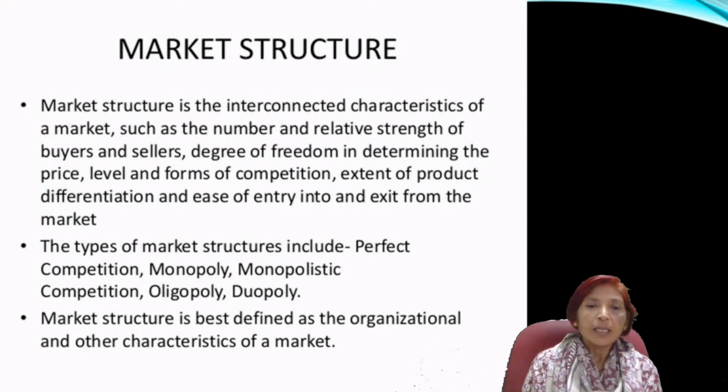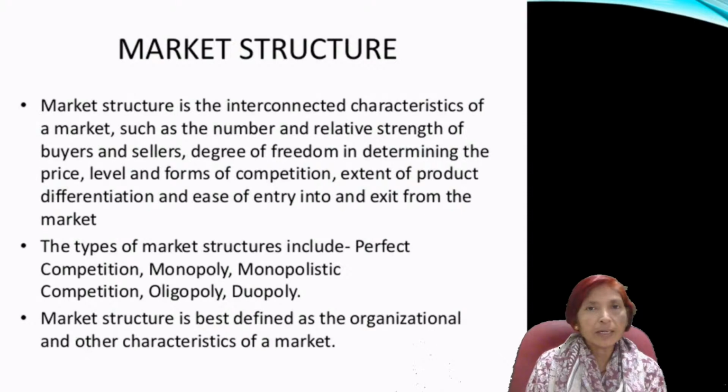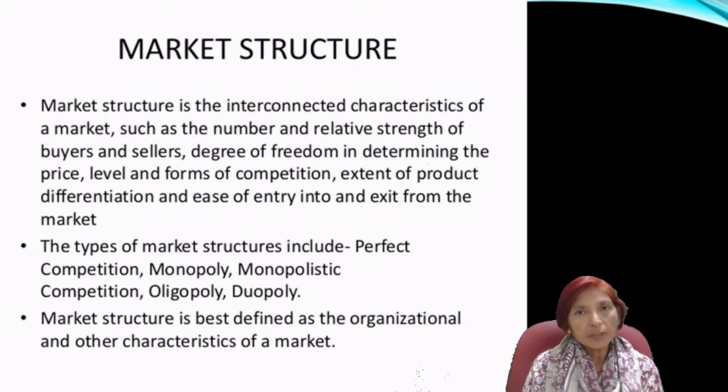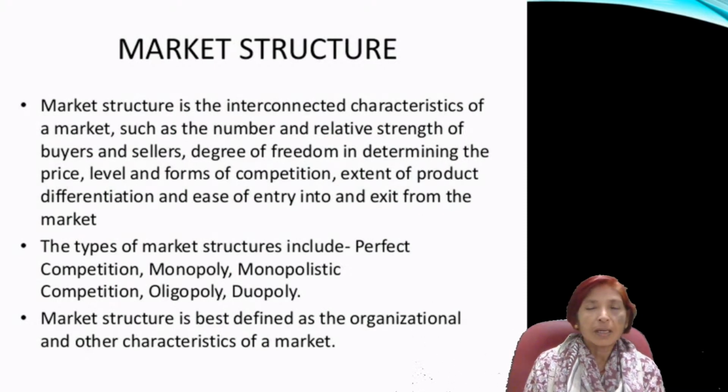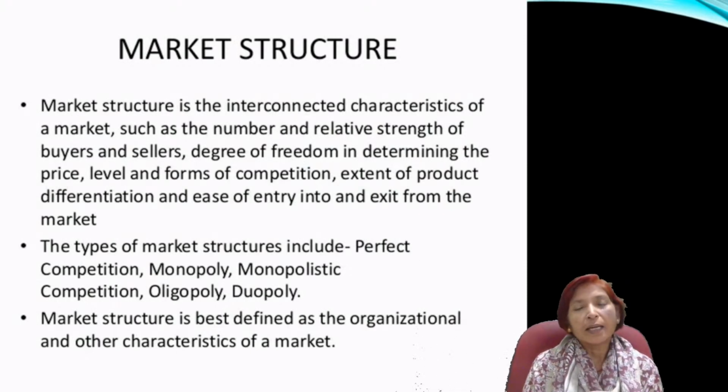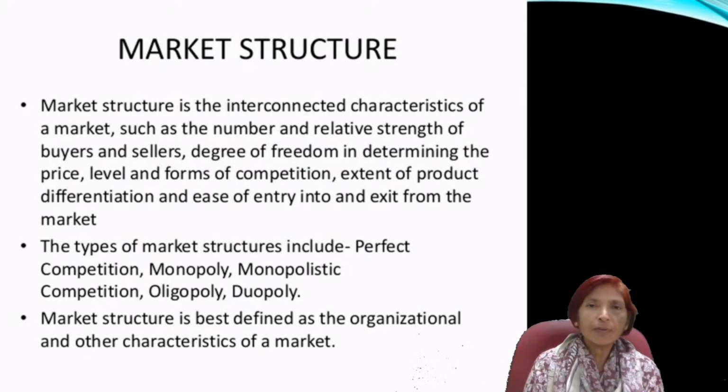Next point is ease of entry and exit from the market. In a perfect competition market, there is full freedom of entry and exit. Any firm can enter into the market at any time and any firm can exit from the market. There are no restrictions, no barriers, no hurdles in this market structure. Firms can easily enter and exit from the market. Obviously, a firm will enter the market when it will get more profit. When a firm will bear losses, it will exit from the market.